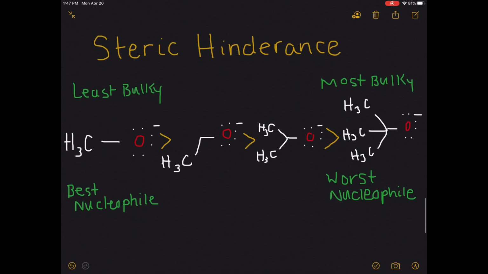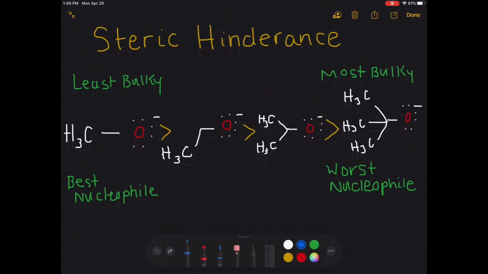Lastly, we have steric hindrance, which is also described as the bulkiness of a molecule. The bulkier the molecule, the worse the nucleophile. So if you look at these examples, we have on the right the most bulky, which has the 3 carbons connected. You have 2 carbons connected, you have a bend, and then you have 1 carbon connected. And so the one on the left will be the least bulky, and therefore the best nucleophile.